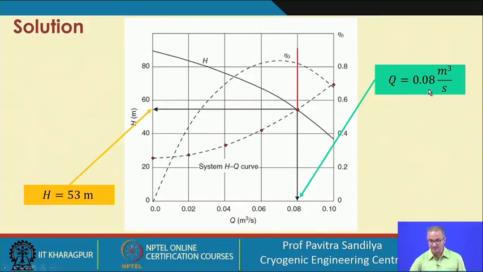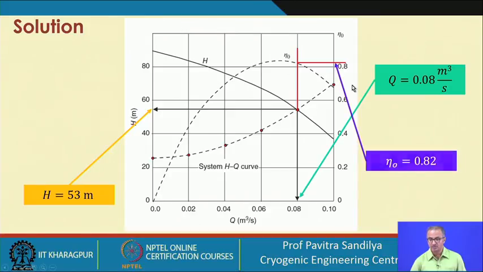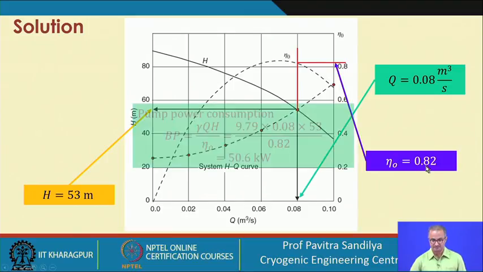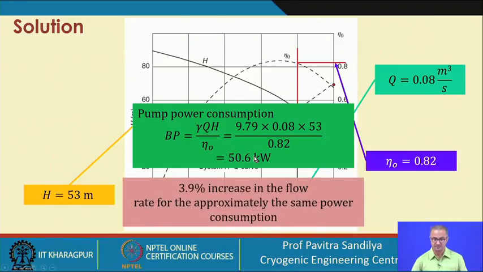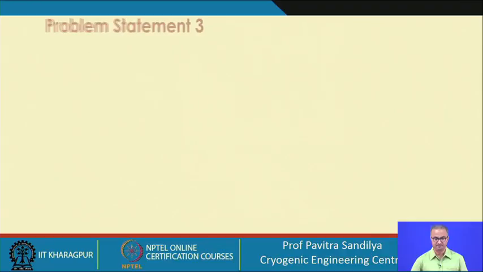And what we also find is that there is some loss of efficiency. It was earlier 84%, now it has come down to slightly below 82%. And the pumping power has also come down. It was earlier 53 kilowatt, now it has come to about 51 kilowatt. So, what we find is that there is a 3.9% increase in the flow rate for approximately the same power consumption. So, the power consumption does not change much, but the flow rate has shown a slight increase.